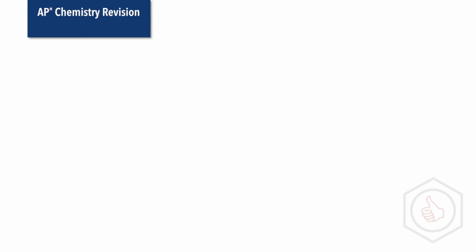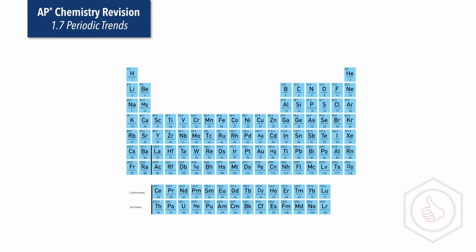Hello, so this is a revision video for AP Chemistry 1.7, Periodic Trends. The periodic table in chemistry shows repeating patterns in chemical and physical properties of the elements, known as periodicity. These patterns are explained by electron configurations and the arrangement of electrons in energy levels and sublevels.